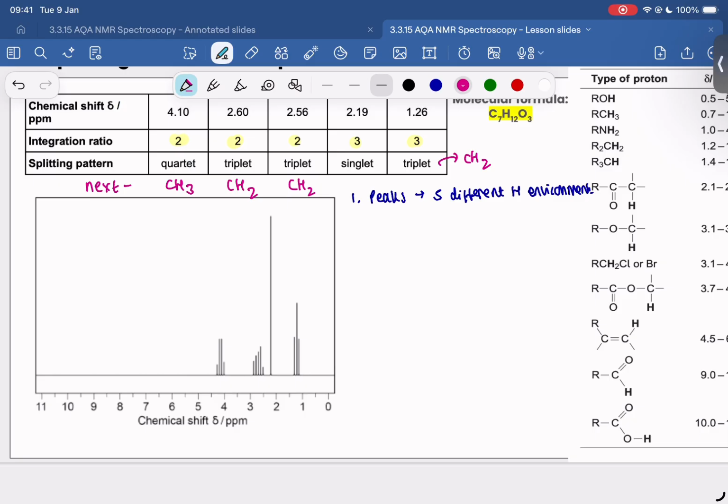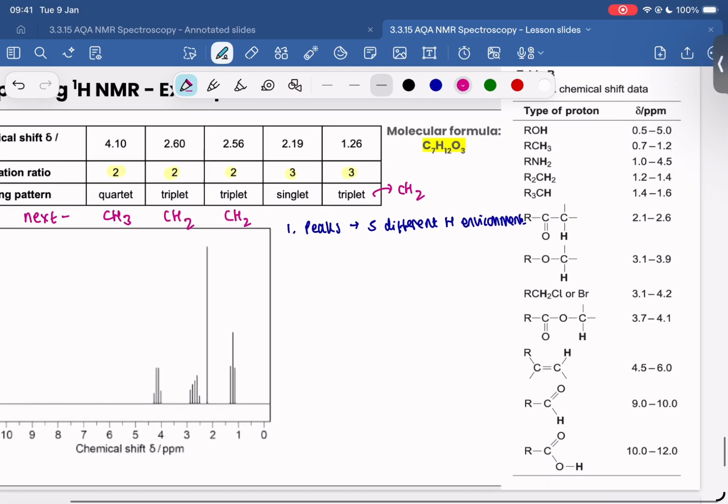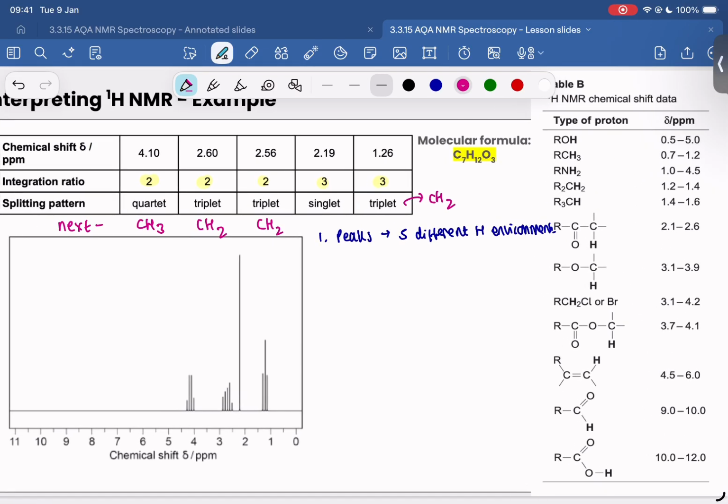Now I'm actually going to look at the different proton environments. So 4.10, what might that be referring to? I'm going to look back at table B, which you're going to be given on the data sheet, and think about the molecular formula and what it might be referring to. It can't be RCH2Cl. How do I know that? Because there's no chlorine, there's no bromine in our molecular formula. And so it makes more sense for it to be 3.7 to 4.1, right? And therefore it looks like this particular peak is referring to the RCOO structure.